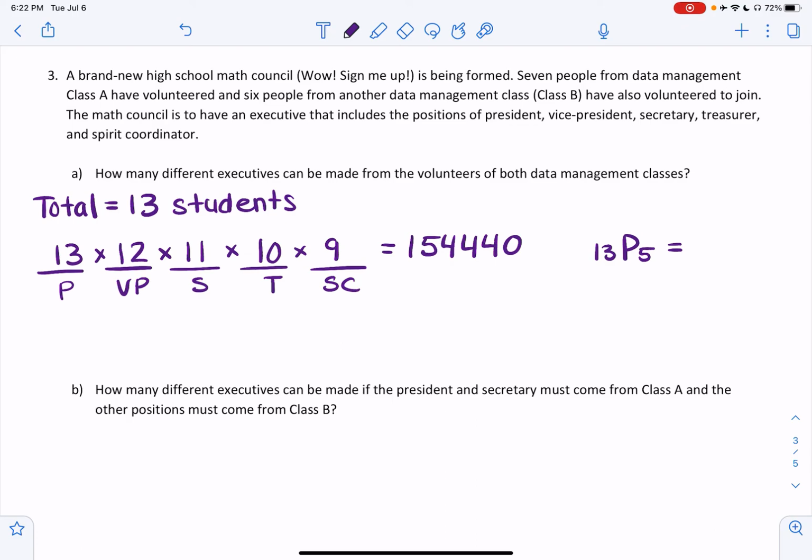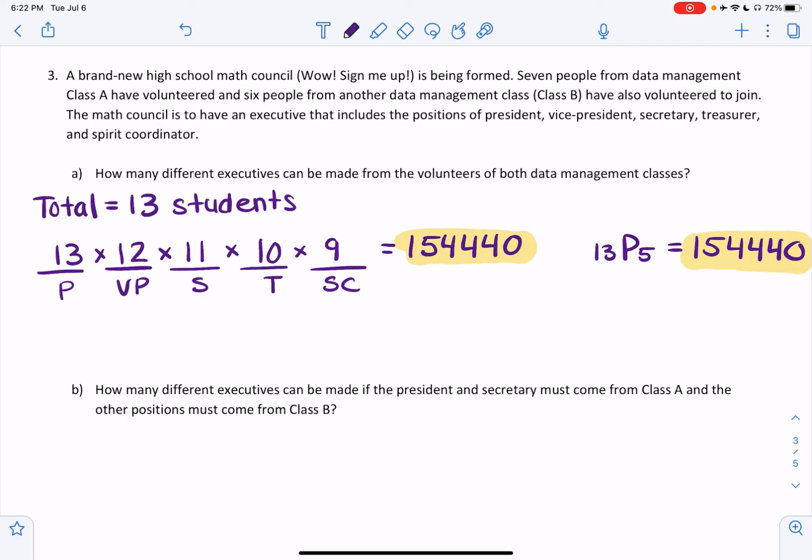That's using our fundamental counting principle, but we could have also used permutations, 13 permute 5. If you use the formula or put this into your calculator, we get the exact same answer. So it really doesn't matter which way you do it. Whatever you're most comfortable with works perfectly fine, unless, of course, the question specifies a specific way to do it.